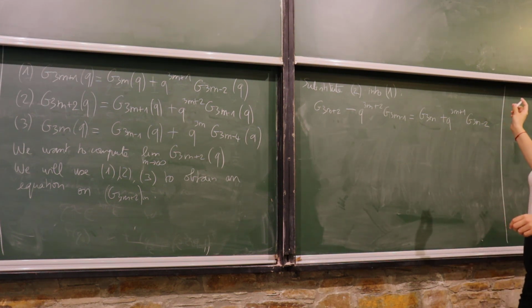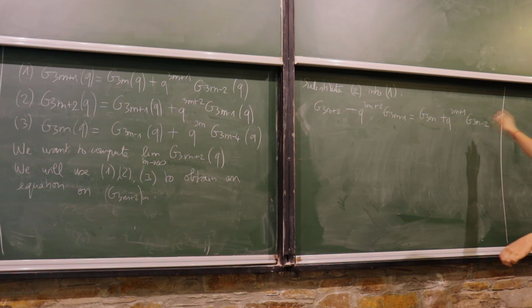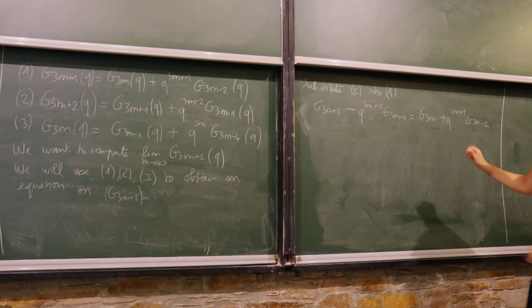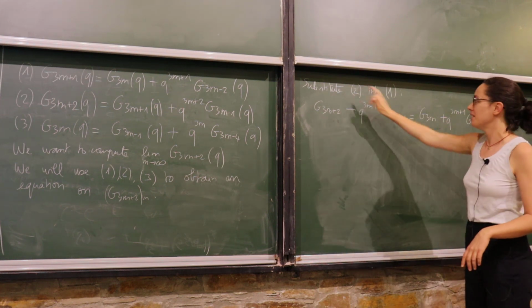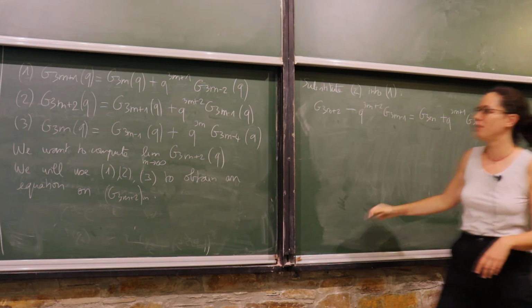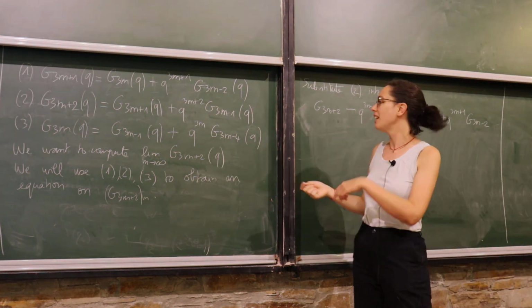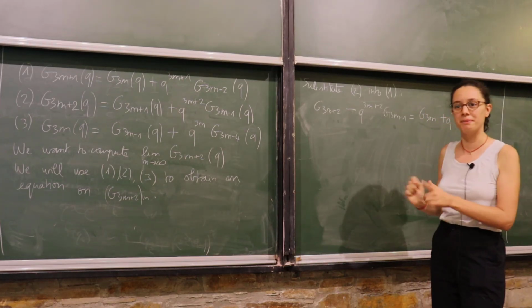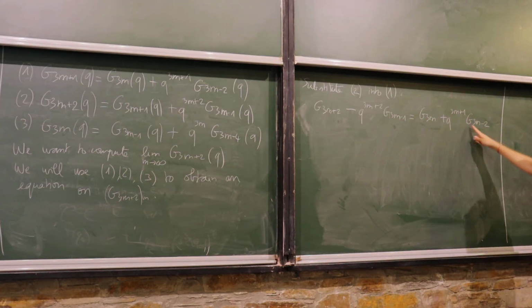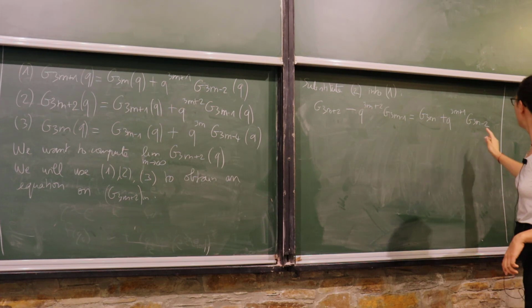Oh, that's also 1 modulo 3. You're completely right. Sorry. Okay, so very good remark. So we will substitute 2 again, but after replacing m by m minus 1. So that's a very good remark indeed. So this one is not good yet.